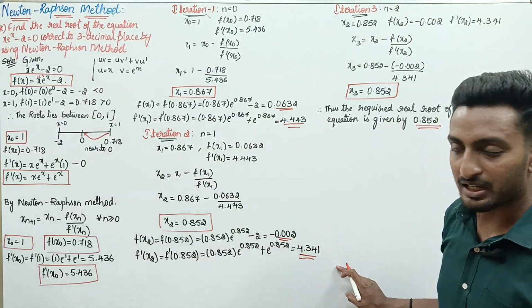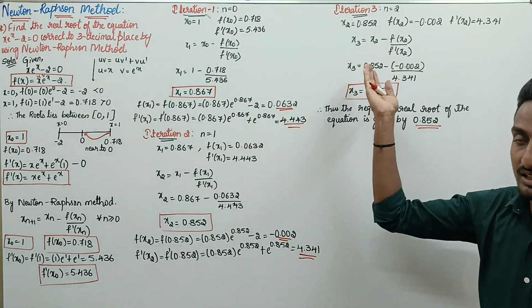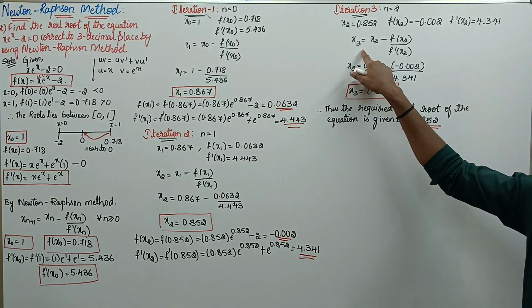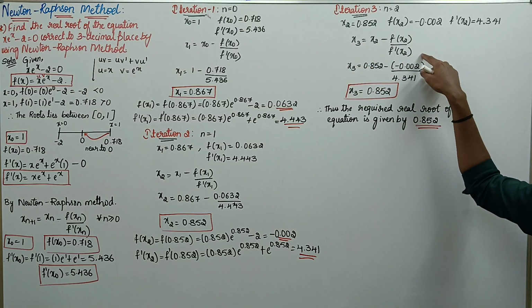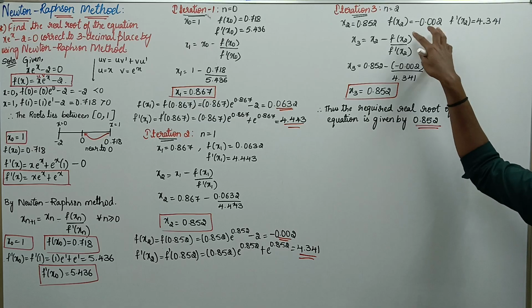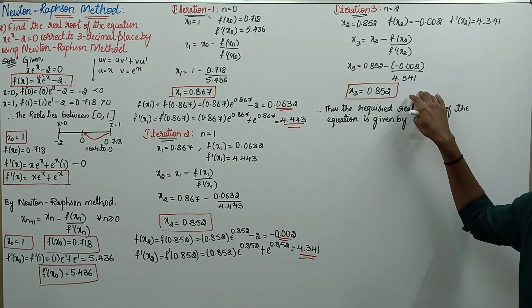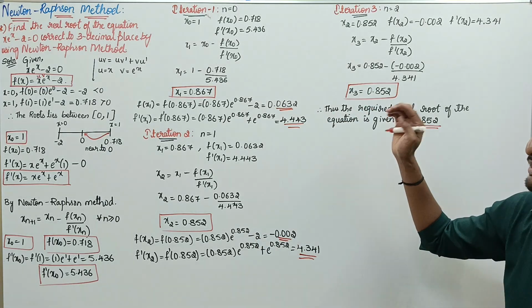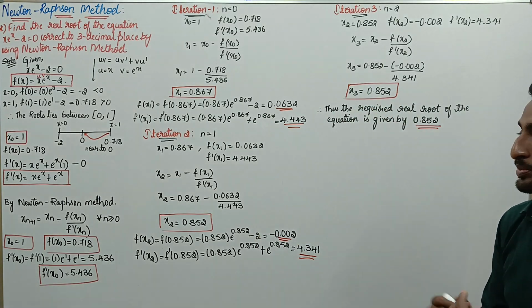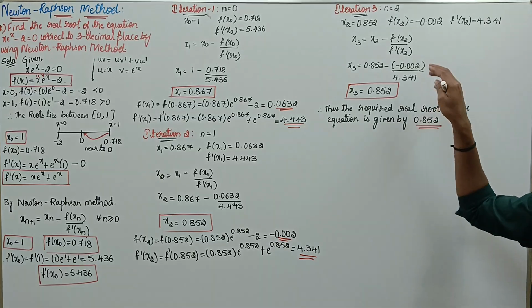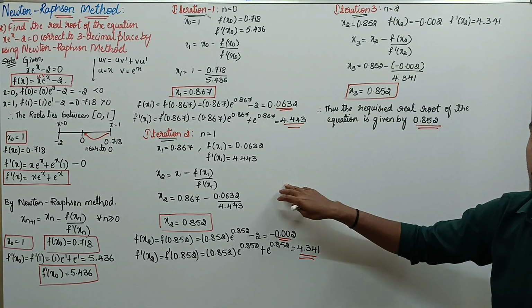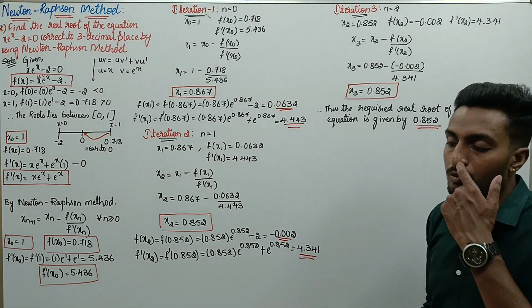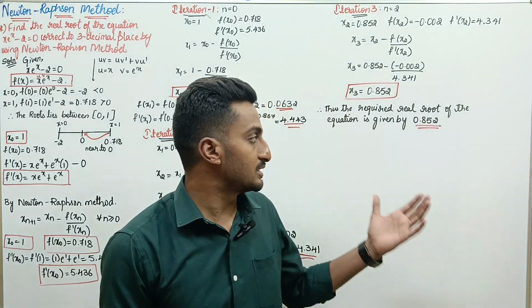Considering these three values, if you simplify in the third iteration, you get the value of x3, that is x2 minus f of x2 divided by f dash of x2. Simplify these three values and represent x3. If you get the approximate value in the previous iteration and the present iteration, that is iteration 3 and iteration 2, you can directly conclude that the real root we have found is the required solution for the given equation.